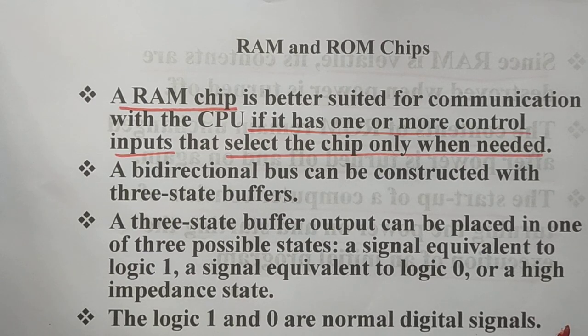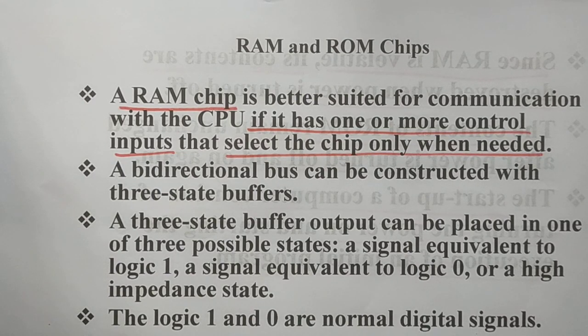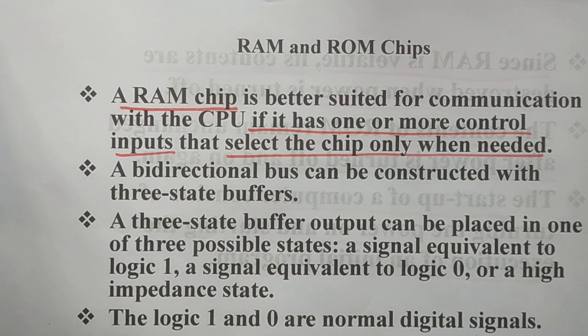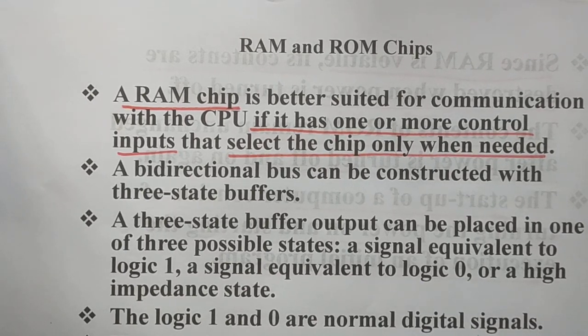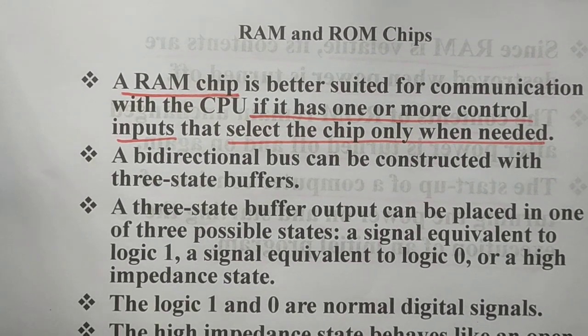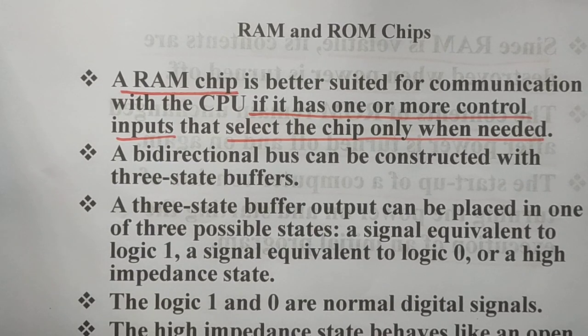Okay. We can also use different RAM, doesn't matter, 1 GB, 2 GB, 4 GB, based on the slots available in the CPU. But some selectors are there, they will select which RAM needs to be used. That concept is also there. I will tell you that part. So whenever you use different RAMs, then what happens? The selection, that is chip select, chooses which RAM needs to be used. Okay. And another is a bidirectional bus, which can be constructed with 3-state buffers.